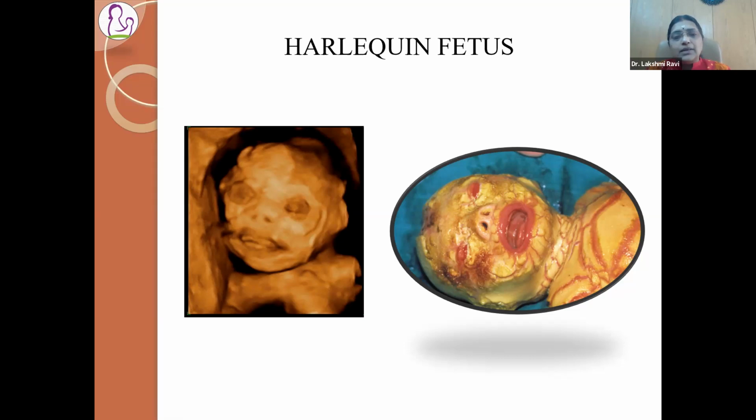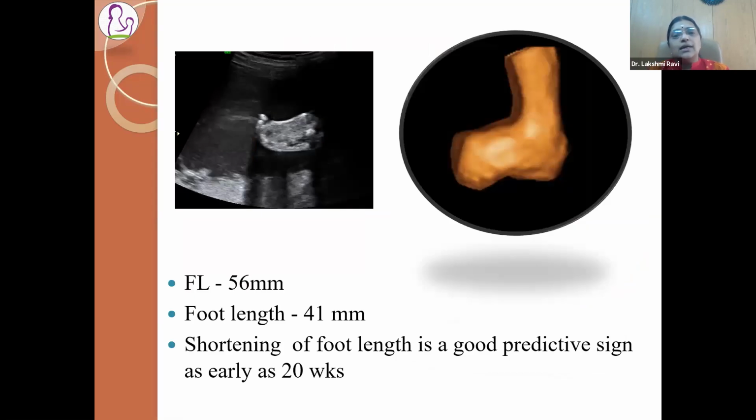And obviously, just one learning point is that this harlequin fetus can very easily be missed at the routine anomaly scan, because all these findings sometimes come up late in gestation. So the ideal thing will be, if you see the foot length, there will obviously be shortening of the foot length, and that is a good predictive sign as early as 20 weeks of gestation, because the toes of the foot are actually indrawn like this in a harlequin fetus. Can you see the toes indrawn because of the restrictive dermopathy? This is a very early clue to identify harlequin fetus in utero.